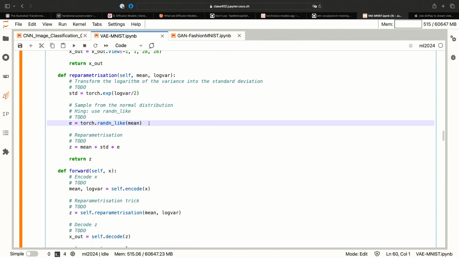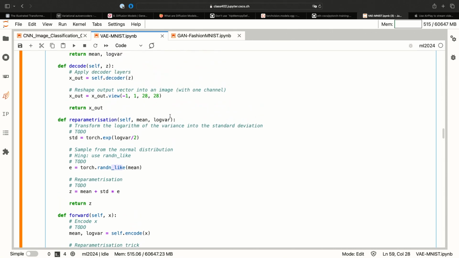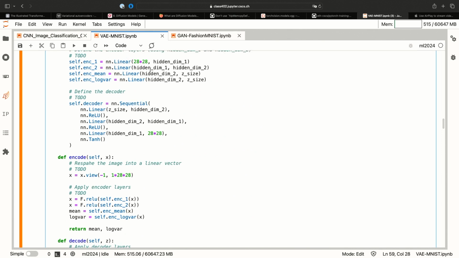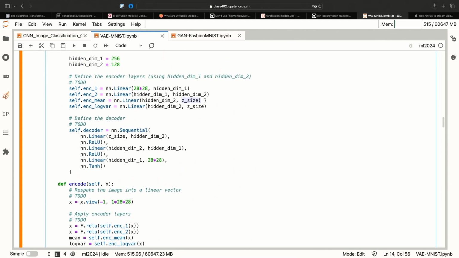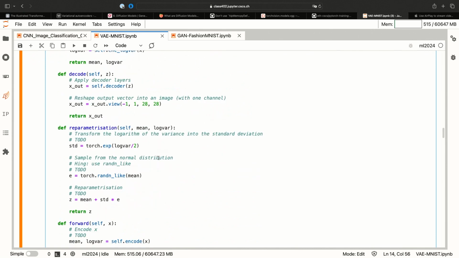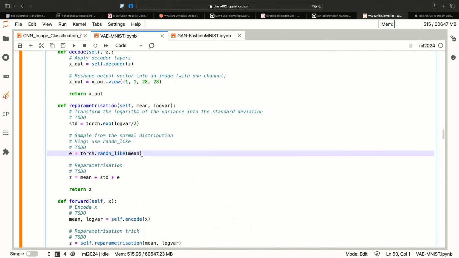Then you sample a tensor from a random normal distribution that has the same shape as the mean. So this underscore like means that you're sampling, so it's a new vector, but you want it of the same shape of the mean. If you want, you can also use z size in this case, because we have it, but it's just a convenience function if you want to do it generally.